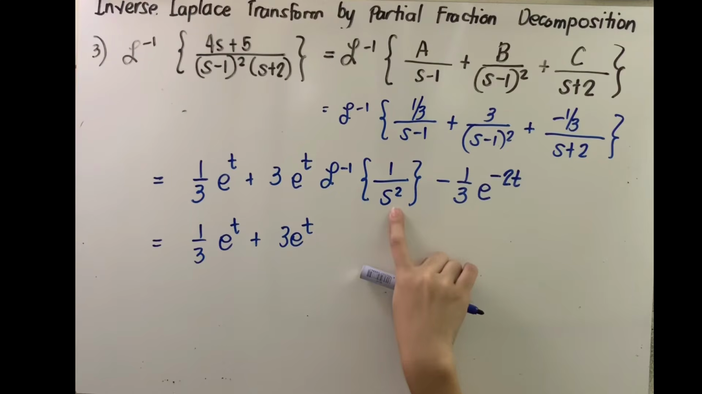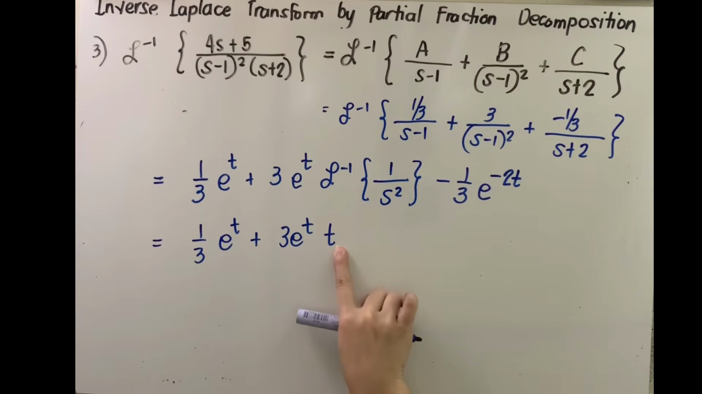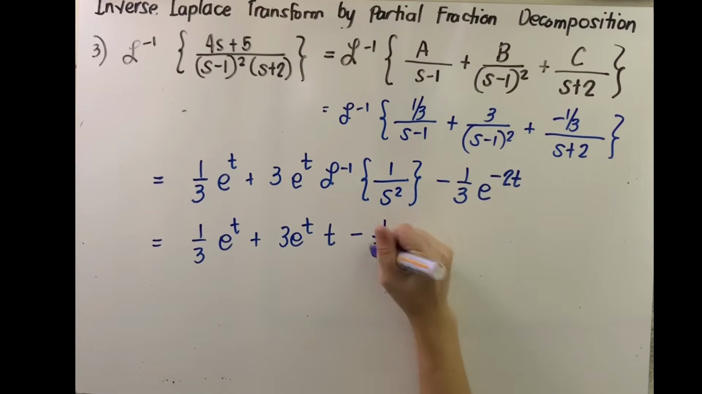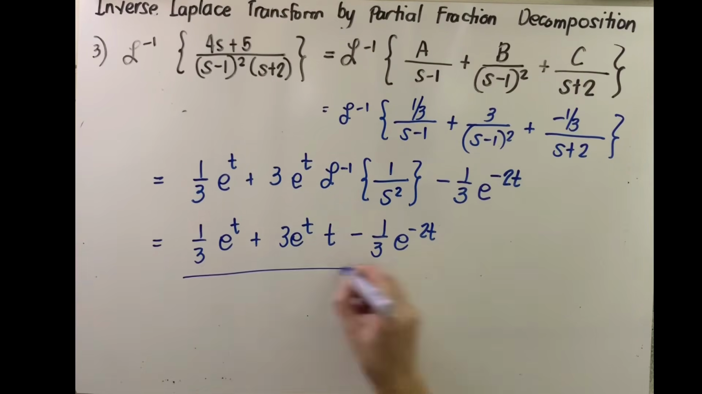Okay, and this is simply equivalent to t, right? This is t raised to 1. Since t raised to 1 would be equivalent to 1 factorial all over s raised to 1 plus 1. So, you have t for the inverse Laplace transform of 1 over s squared, minus 1/3 e raised to negative 2t. So, this will be our final answer.